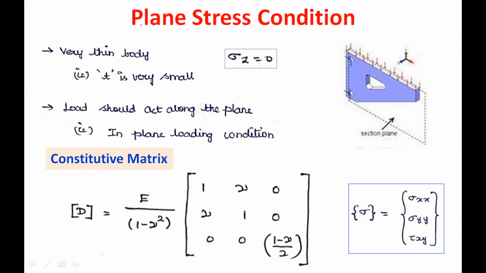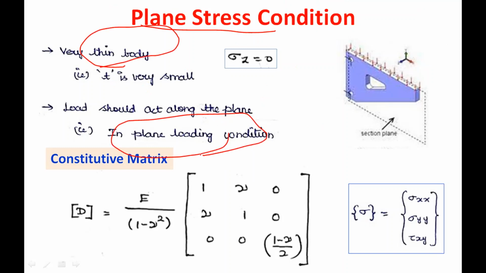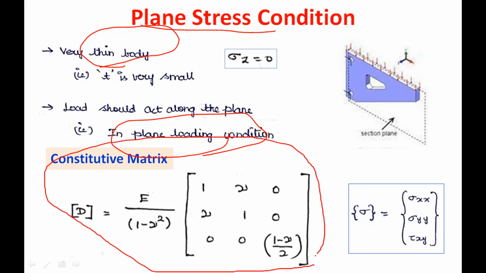So, what is the plane stress condition? If a body is a very thin body and the load is acting along the sectional plane of the body, then we can consider that as the plane stress condition. For the plane stress condition, we derived the constitutive matrix in the last part. So this is the constitutive matrix we have to remember to solve the problem.